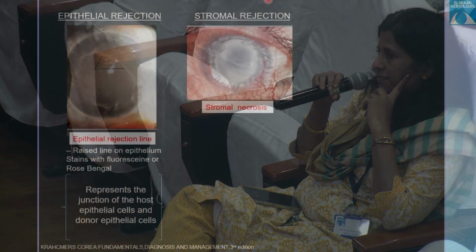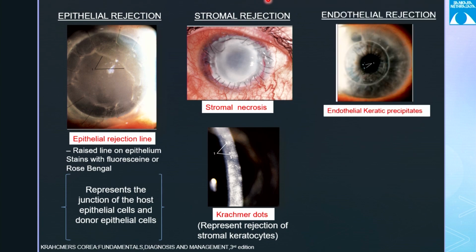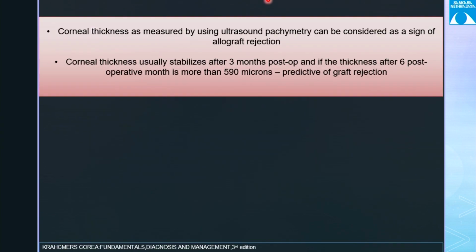All the signs we've also seen: the epithelial rejection line stains with fluorescein and rose Bengal. Stromal rejection can have stromal necrosis in case of severe rejection.